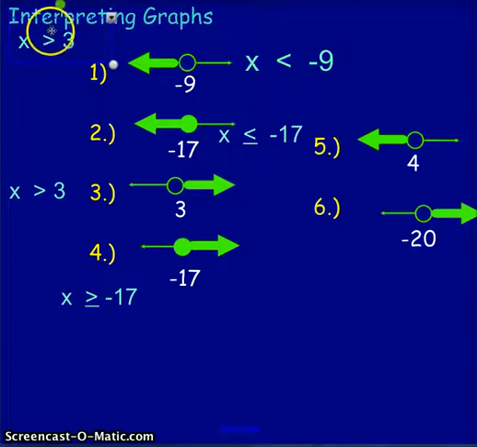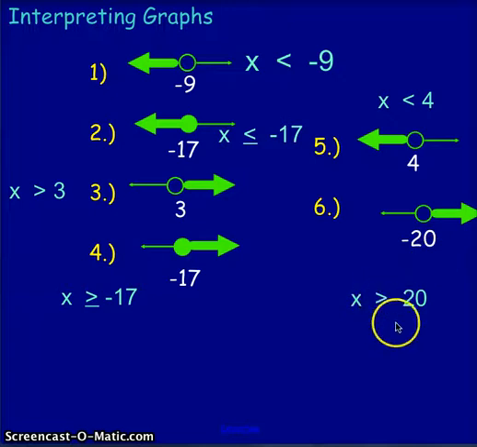Okay, so for number 5, you should have said that x is less than, just less than because it's an open circle, less than 4. And then for number 6, you should have said that x is greater than negative 20. And again, just greater than, not equal to, because of the open circle.